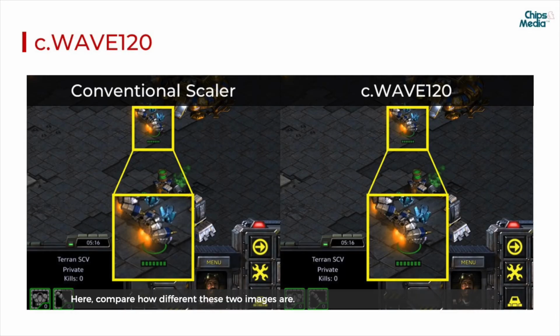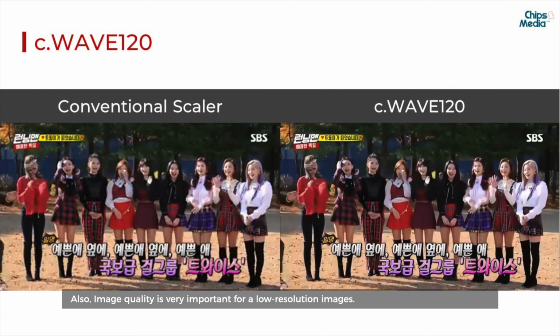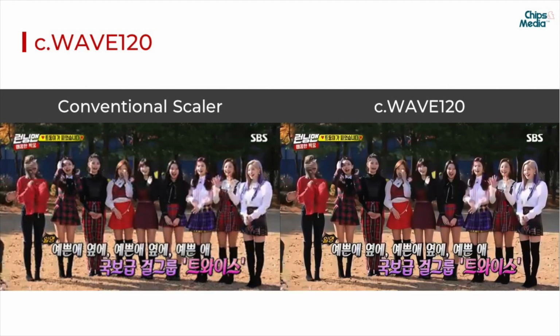Here, compare how different these two images. The left is upscaled by conventional scaler, and right is upscaled by our C-Wave 120. If you look at the highlighted box, you'll notice the object looks clearer and focused on the right. Image quality is also very important for low resolution images. This picture is captured from YouTube. Again, the image on the left is upscaled by conventional scaler, and right is upscaled by C-Wave 120. By just looking, you'll notice the image quality improvement with less codec noise.